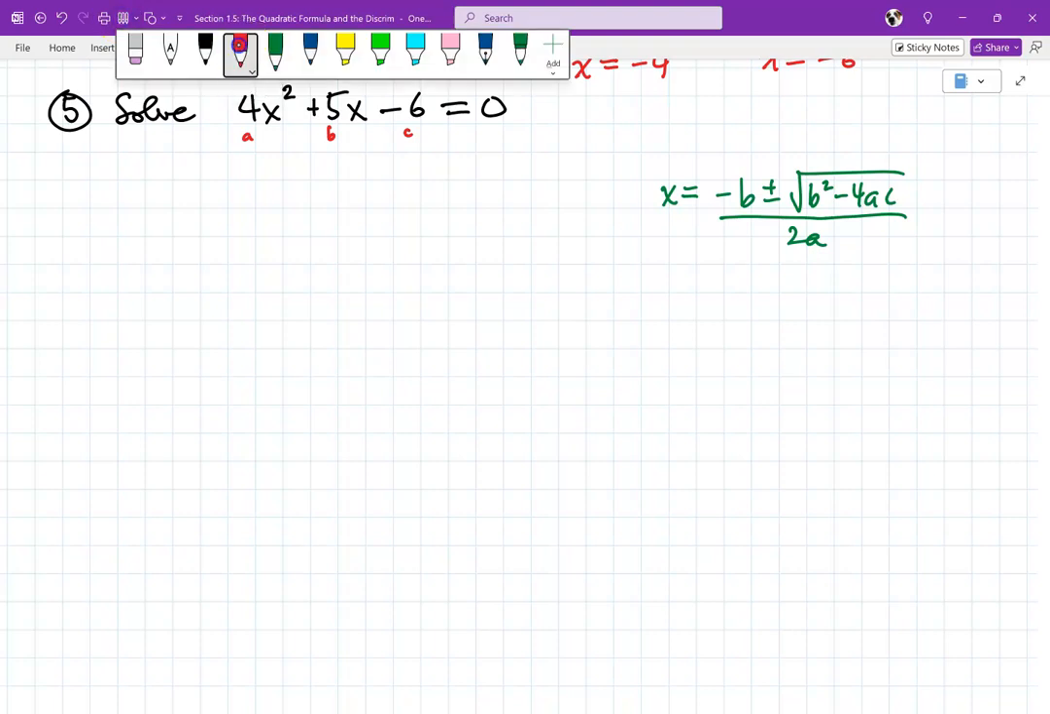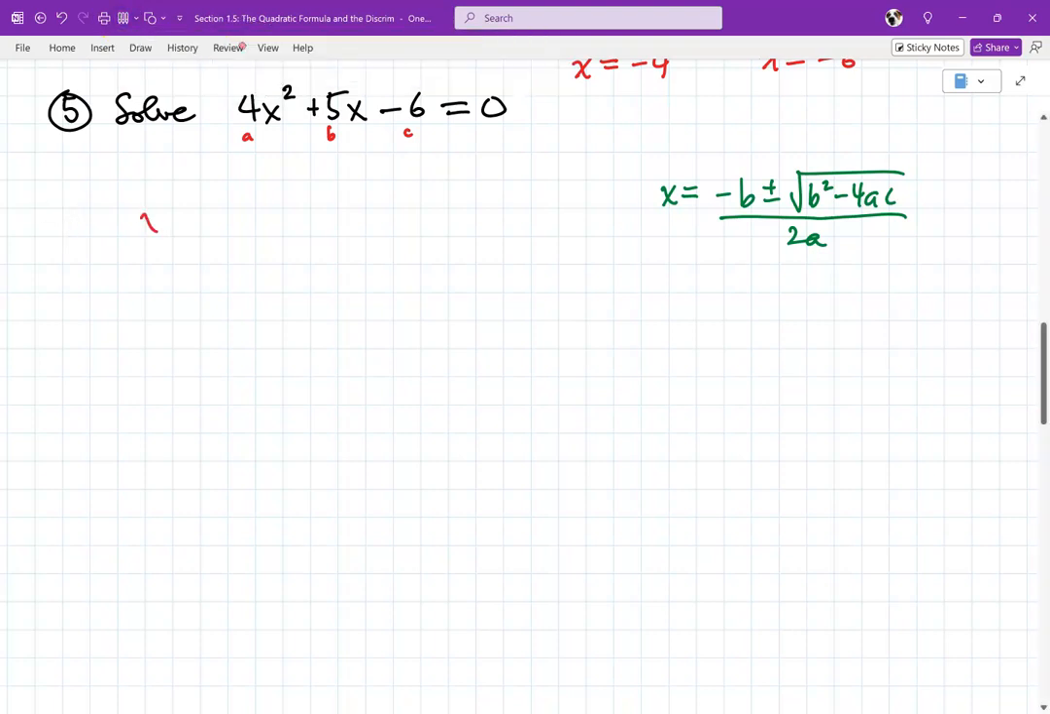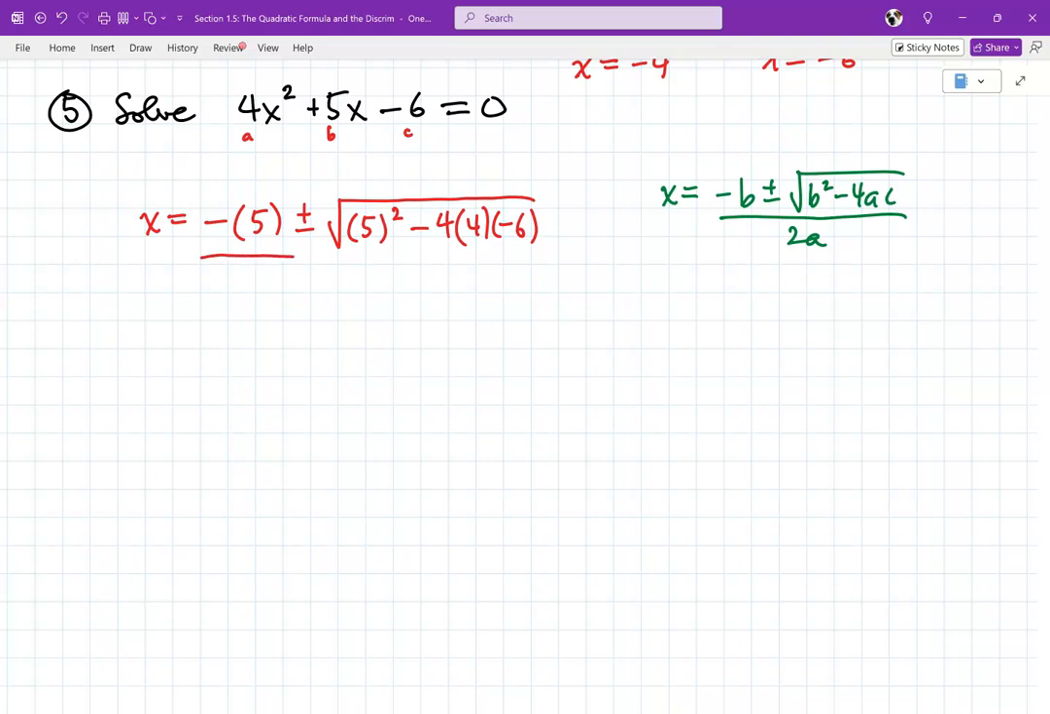So let's go ahead and get started. X is equal to negative, well, B is 5. So negative 5 plus or minus square root of B squared, that's 5 squared minus 4 times A. Well, A is 4 times C is negative 6. All that is going to be divided by 2 times A, which is 4. My bad, that's 2A. So we're dividing by 2A. So A is 4, so 2 times 4.